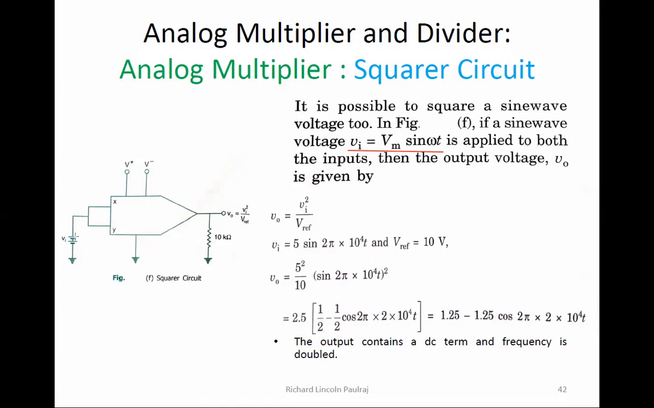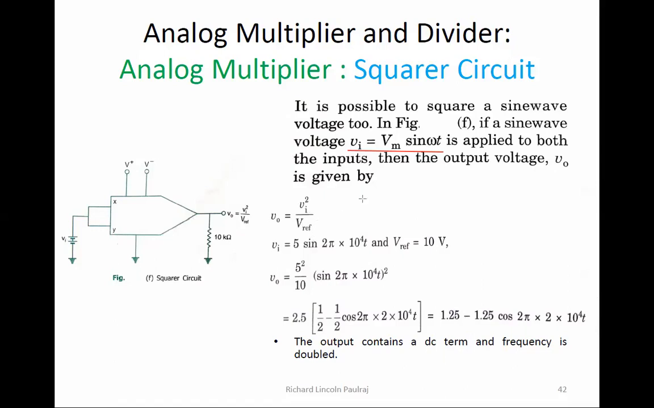V0 is equal to Vi square. Why is it Vi square? Because X and Y are both connected to Vi. So Vi square divided by V reference. Usually it used to be Vx into Vy divided by V reference. But here it is only given to Vi, right? So it is Vi square divided by V reference.